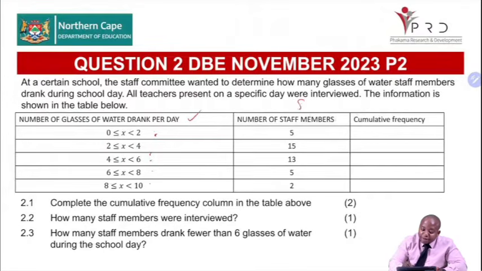This number of staff members, remember, is our frequency. Between 0 and 2, how many staff members drank glasses? It is going to be 5 in that case. Between 2 and 4, how many staff members? There are 15. Between 4 and 6, there are 13. Between 6 and 8, there are 5. Between 8 and 10 glasses, there are 2. The first question says, complete the cumulative frequency column in the table above.